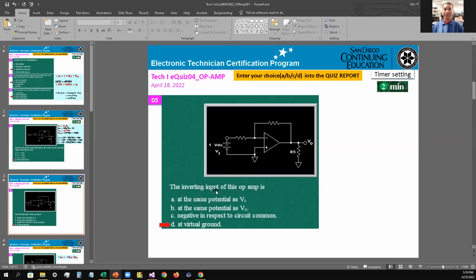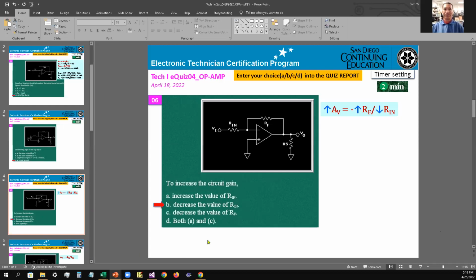Okay, the inverting input of this op amp is mainly, okay. So the op amp at the inverting input would be right here. It would be the same thing as virtual ground. Okay, so D as in David for number 5. Okay, any question on number 5? No question. Okay, number 6.